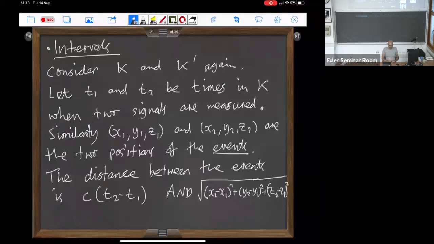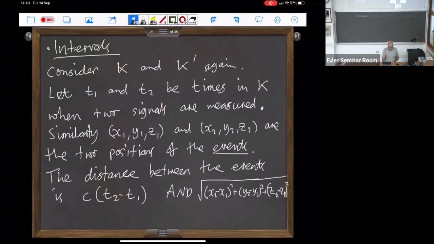Now, there are two measures of the distance between these two events. One is you just take the difference in time, which is T2 minus T1, and then you multiply by the speed of light. That gives you the distance.